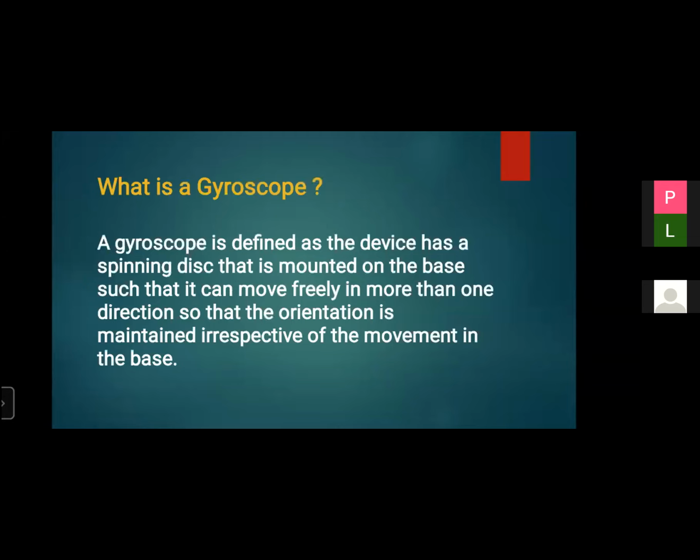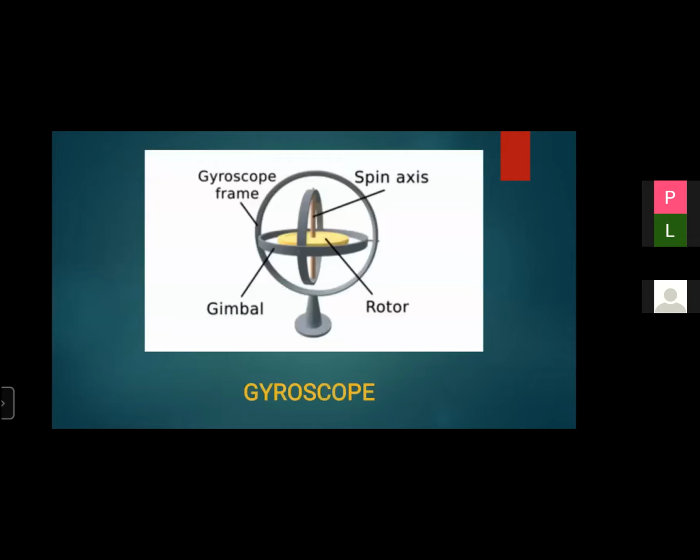Okay. First, what is a gyroscope? A gyroscope is a device with a spinning disc that is mounted on a base such that it can move freely in more than one direction, so it will rotate in 360 degrees. The orientation is maintained irrespective of the movement of the base. For example, a gyroscope is used as a compass in an aircraft or a ship. This is a pictorial representation of the gyroscope.